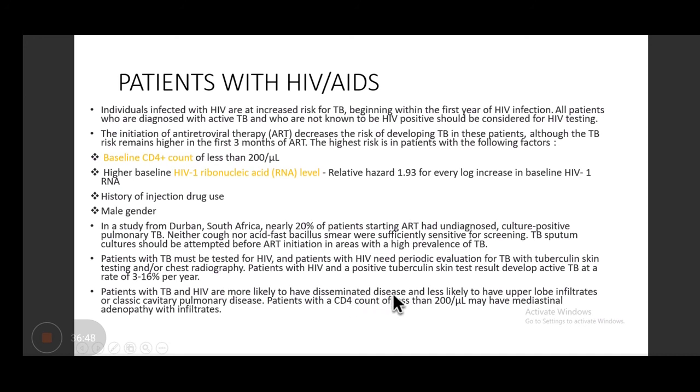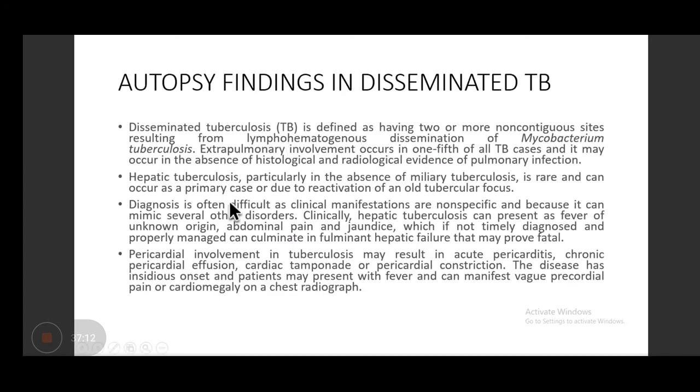Their cell-mediated immunity is impaired, and they are less likely to have upper lobe infiltrates or classic cavitatory pulmonary disease. So they have high grade, disseminated tuberculosis. Patients with a CD4 count of less than 200 may even have mediastinal adenopathy with infiltrates. So mediastinal lymphadenopathy can also be there, especially in HIV positive patients.